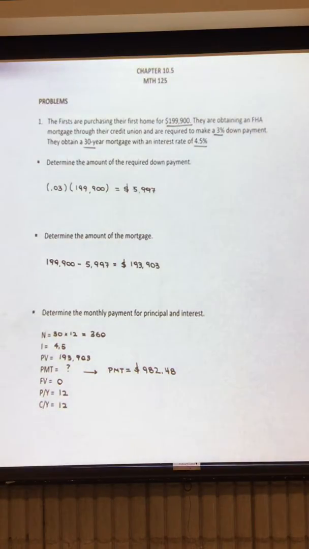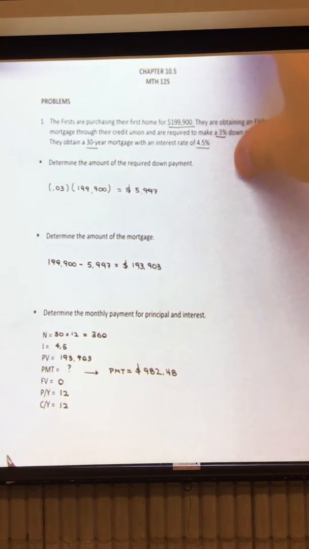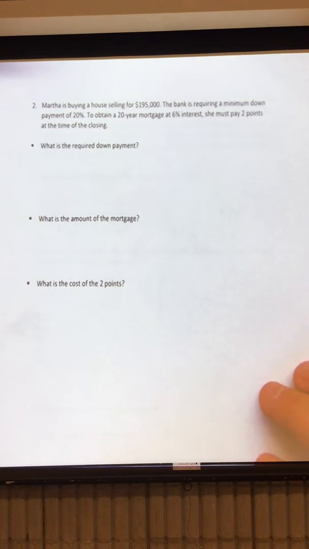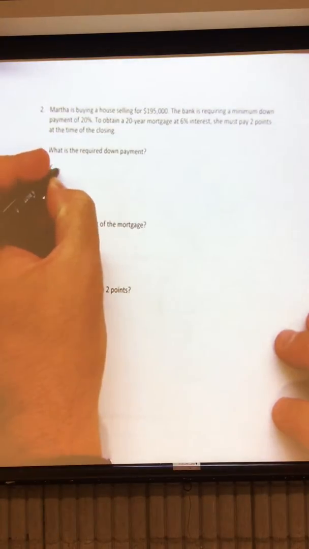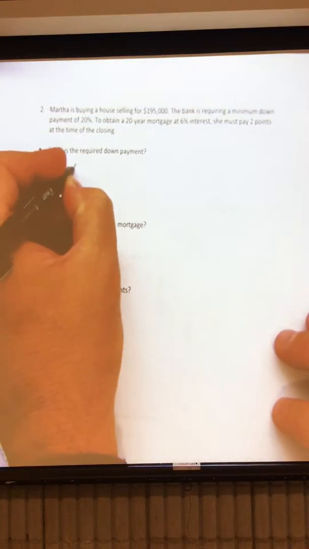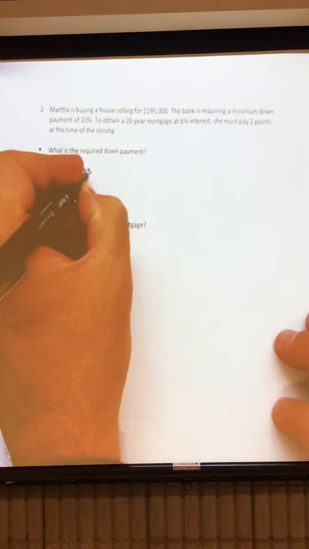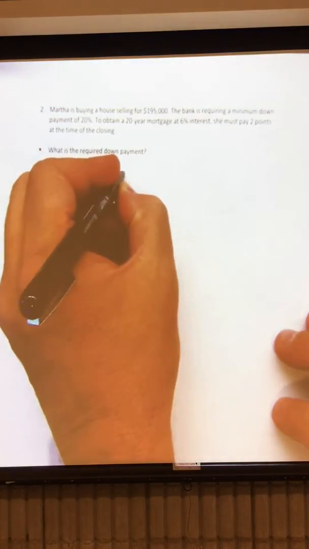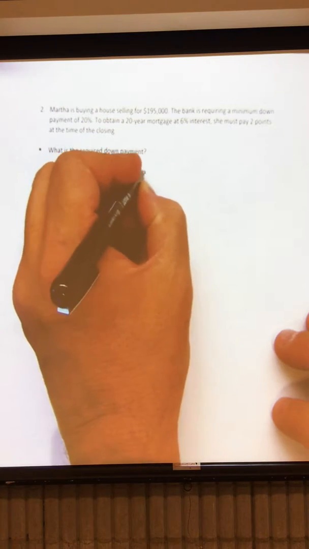Let's move on to problem number 2. So for problem number 2, we have to figure out what is the down payment. So the down payment is 20% of the value of the house. So we have to multiply 0.2 times 195,000. So this is going to be equal to 39,000.